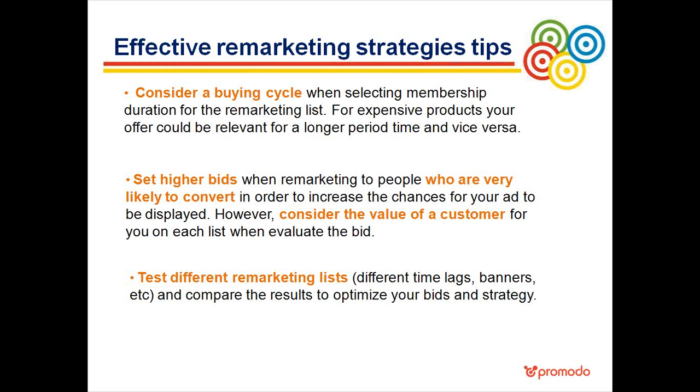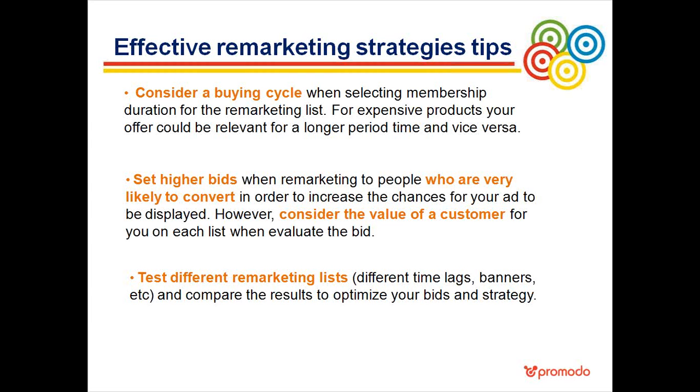And finally, we would like to give you some effective remarketing strategy tips. Usually it is useful to consider a buying cycle when selecting membership duration for your remarketing list. For example, expensive products might need a longer period of time for a user to make the decision about the purchase. So in this case, you might need to select a longer membership for the remarketing list and show your ad for a longer period of time. And vice versa, it could be for low price products, for example.